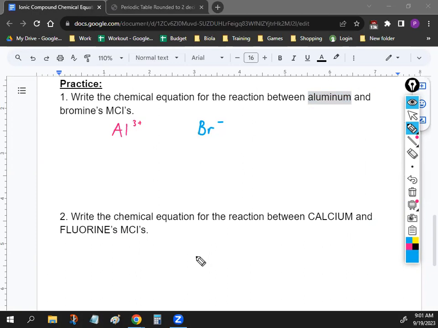All right, so far so good? Okay, so we're going to write the chemical equation. What we're trying to do is see what happens when we combine these two. So we'll put a plus sign between them, and we're trying to find out what they're going to make. So we're going to draw an arrow.